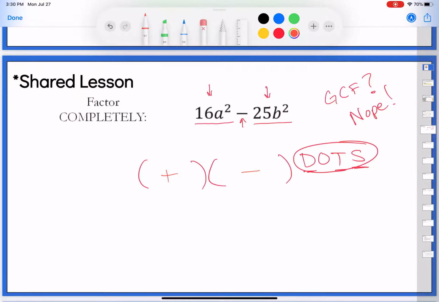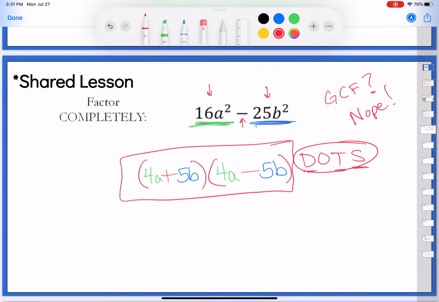Then we say what times itself gives me my first term? Well, that would be 4a. So 4a goes first in both parentheses. What times itself gives me my second term? That would be 5b, 5b, and one's plus and one's minus, and that's how that middle term cancels out. So 4a plus 5b times 4a minus 5b. Just double check, are there any GCFs hidden in there? 4, 5ab? Nope, it doesn't look like it. So this is my final answer for that one.